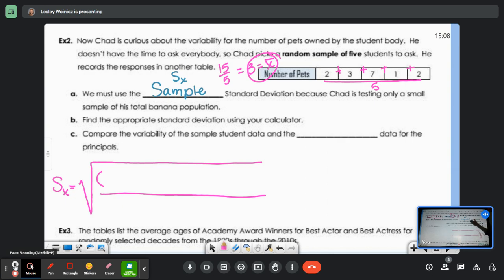So 2 minus 3 is -1, and we square it. Plus 3 minus 3 is 0, and we square it. Plus 7 minus 3 is 4, and square it.